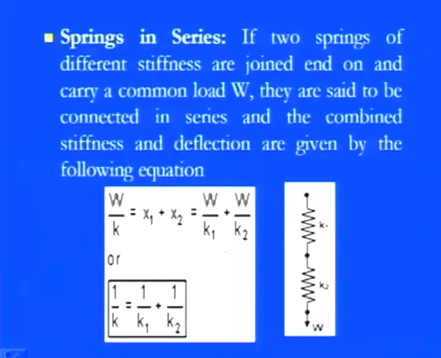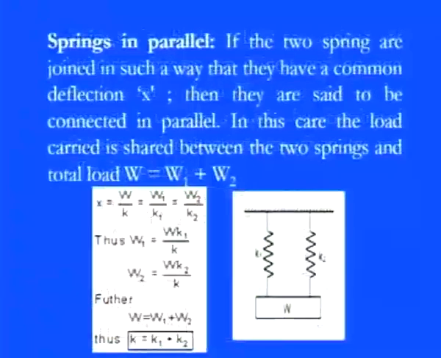The resultant deflection is the summation of these two deflections, W by K1 plus W by K2. Since the load applied on both springs is the same, we can say that 1 by K equals 1 by K1 plus 1 by K2, or (K1 plus K2) divided by K1 K2. So for two springs of different stiffness in series, the resultant stiffness is K1 K2 divided by K1 plus K2. This is the basic form of springs in series.